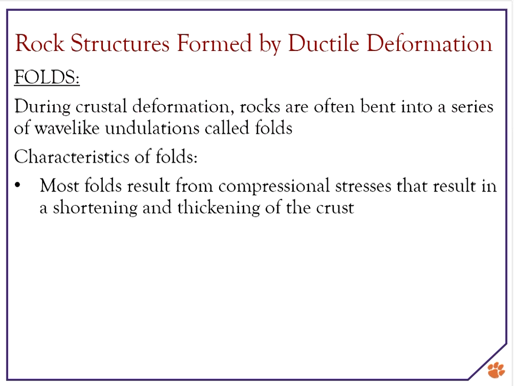Now let's talk about the rock structures formed by ductile deformation. Our first example is going to be folds. Folds are often defined by wave-like undulations, and they likely come from compressional stresses. So when we push the rock body from both sides towards its center, its width is going to get shorter and its thickness is going to increase. When this is happening, the rocks are going to bend into a series of wave-like undulations. We call these undulations folds.